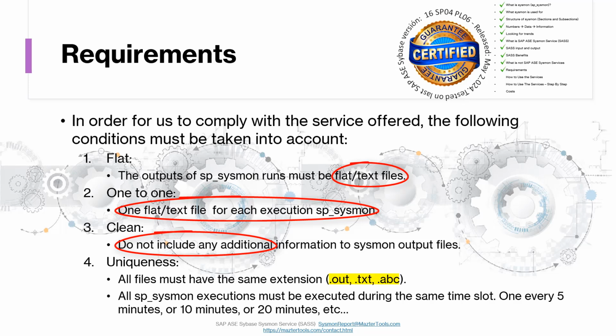Requirement 5. We recommend that all SP Sysmon samples be taken at the same time each. That is, if you send us 1000 files, it would be ideal that all of these are of the same size shots, for example 10 minutes each shot, then we will have 1000 SP Sysmon intakes each of 10 minutes.